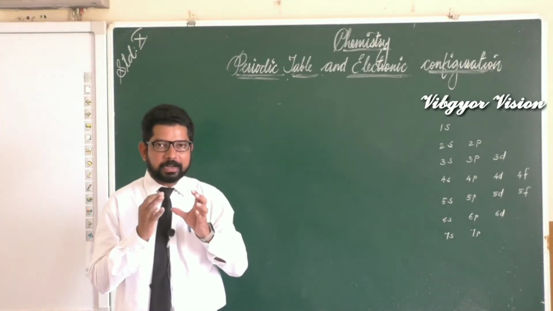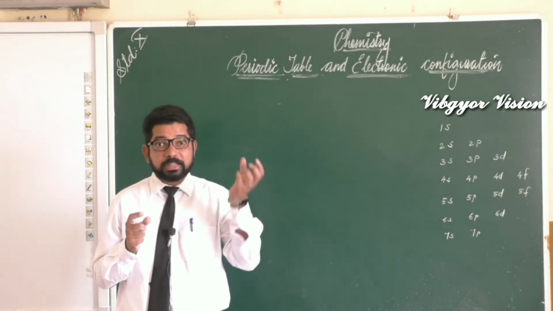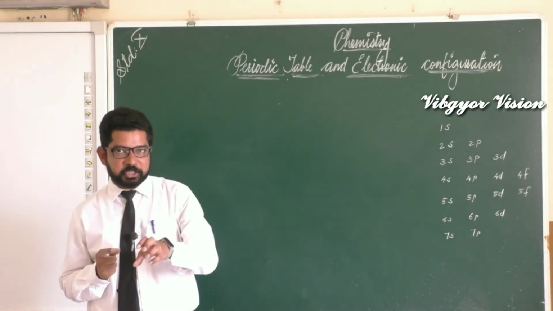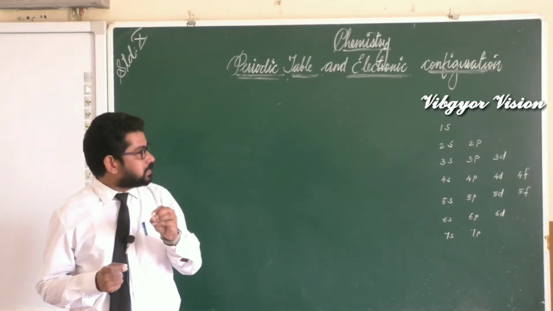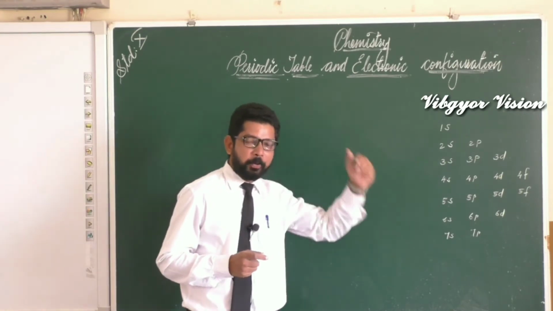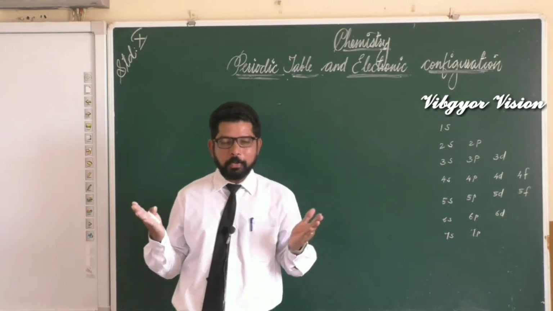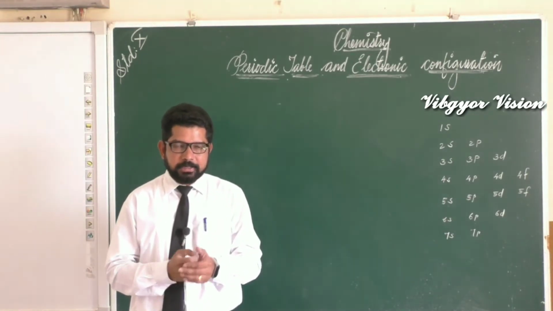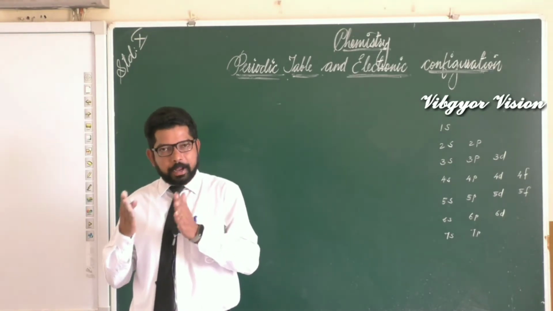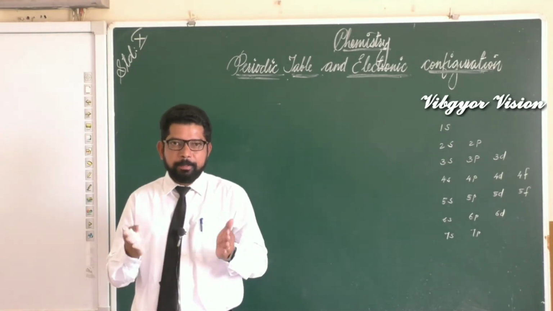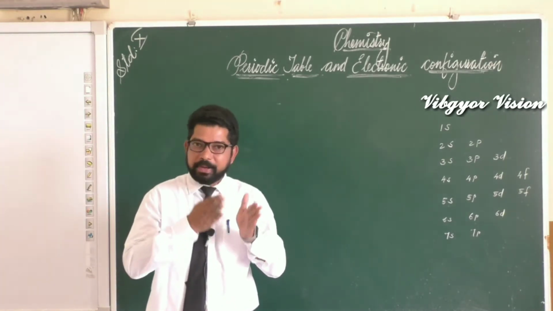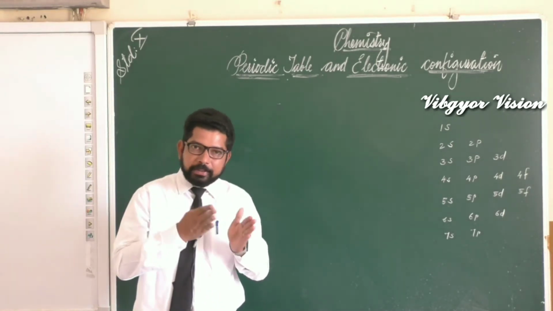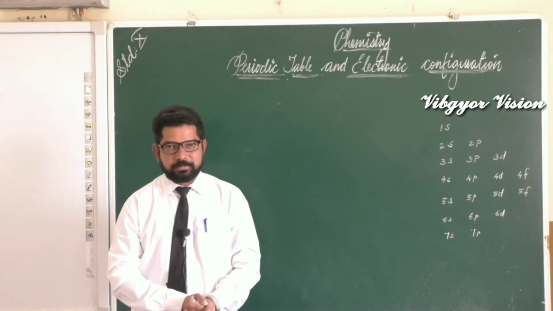How are they closely related? The periodic table is based on the structure of the atom. The modern periodic table is based on the structure of the atom, and that structure is based on the electronic configuration. So we know these two terms are closely related, and if we know the atomic number of an element, we will be able to predict the position of that element in the periodic table, as well as determine the properties of that element.